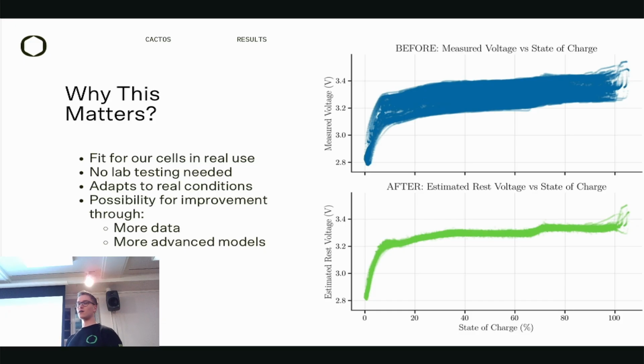This enables further improvements through more data or advanced models, as well as analysis of parameter evolution over time and aging. And as promised, here is the after picture of what the voltage looks like after removing those dynamics. So there's the original RMSE picture, and then with the model, you can remove a lot of the fluctuations and see this beautiful curve shape. And then from this, extracting the SOC with a single point and voltage estimation is a lot more reliable.